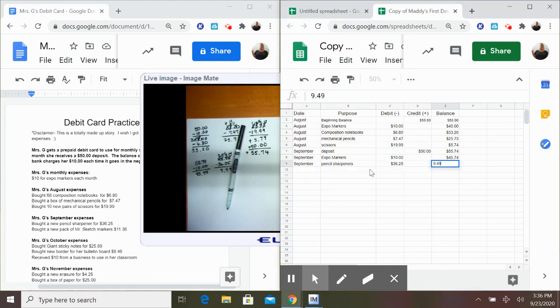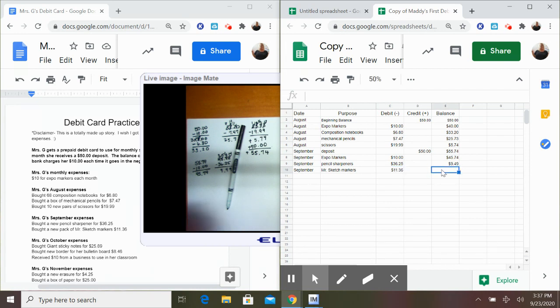$9.49. Okay, so I'm going to come back over here, and it says that I'm buying some Mr. Sketch markers for $11.36. Put in September. Mr. Sketch markers are my favorite. They smell so good. And I'm spending $11.36 here.